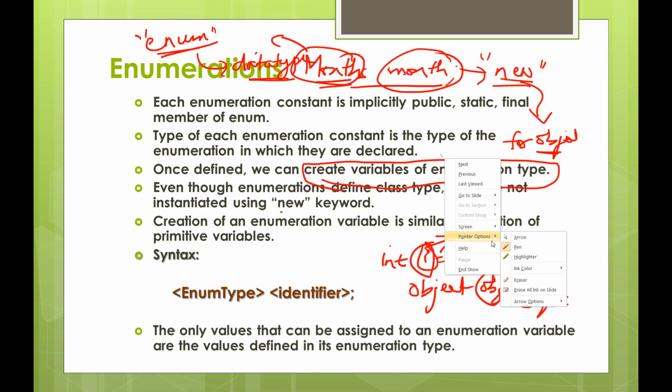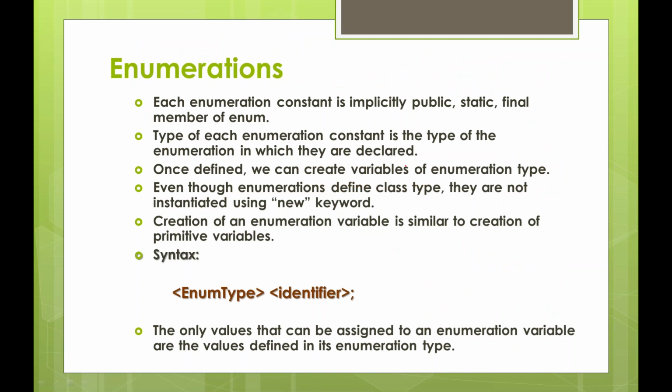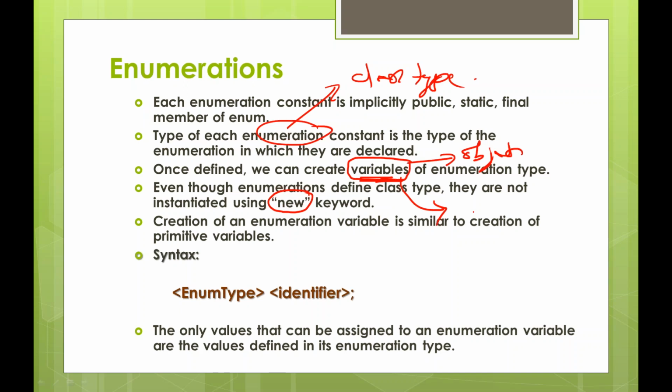That is why we always call these things variables only. Enumeration variables, we call them variables, not objects, even though enumeration defines a class type. Even though it defines a class type, we call them variables instead of instance variables or object references. We just call them variables only. That is why we do not use the new keyword for creating these variables.